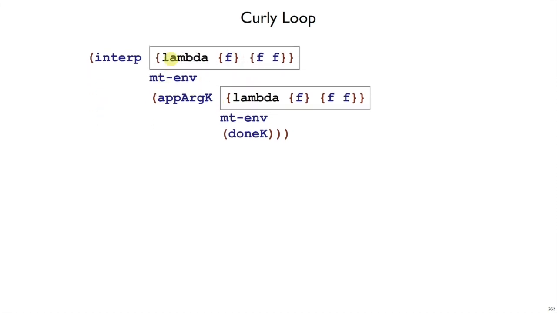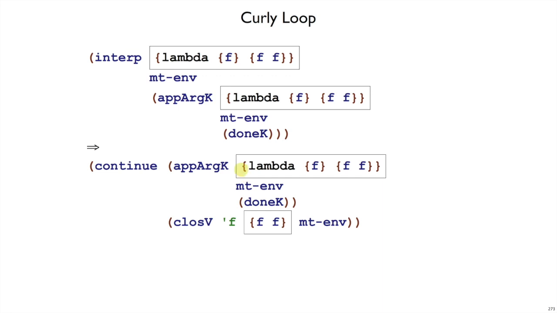So what does interp do when it sees a lambda? It's done quickly. It just creates a closure. So that's the closure that it creates there. You see this closure corresponds to this lambda.